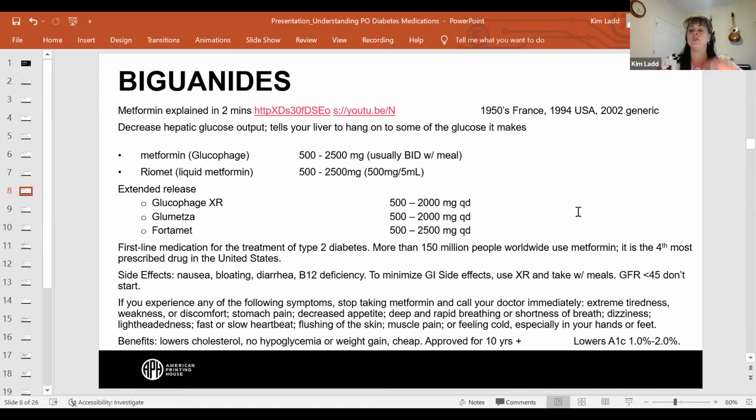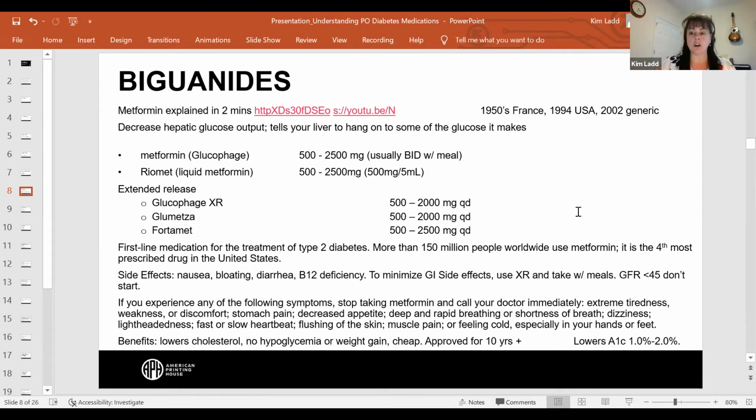So either taking your twice a day metformin with breakfast and dinner, or if you could switch to the once a day metformin and just take it in the morning or in the evening with your dinner, that tends to cut down on those GI side effects. So don't just stop it. Have a conversation with your doctor about maybe what you can do to help ease that down.